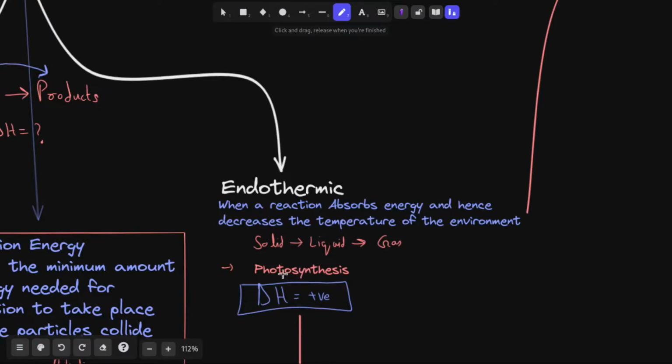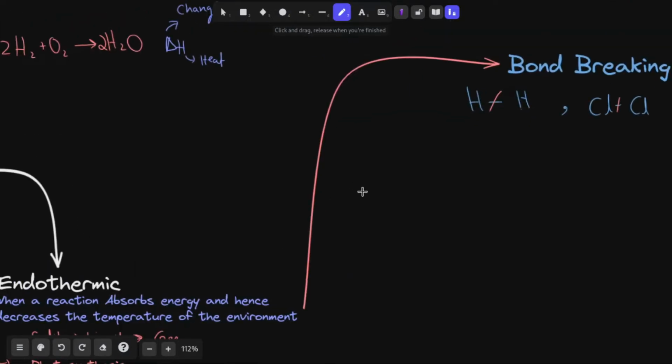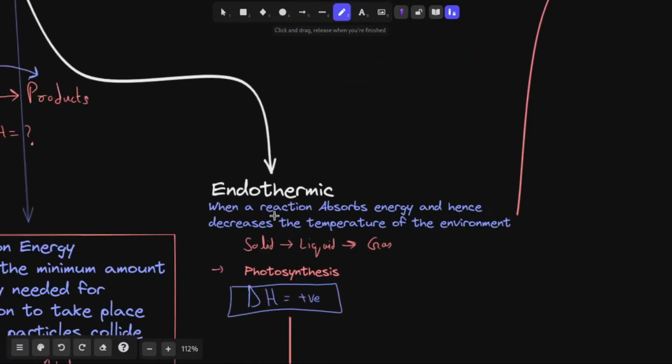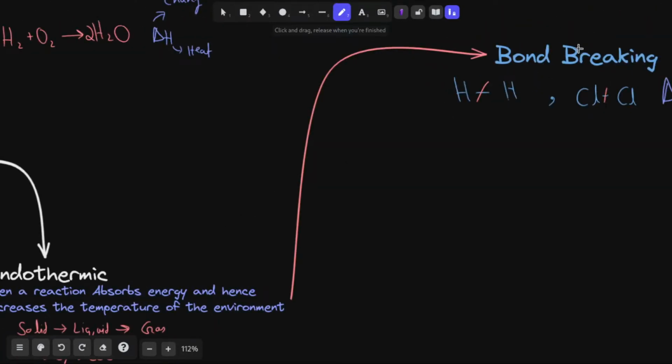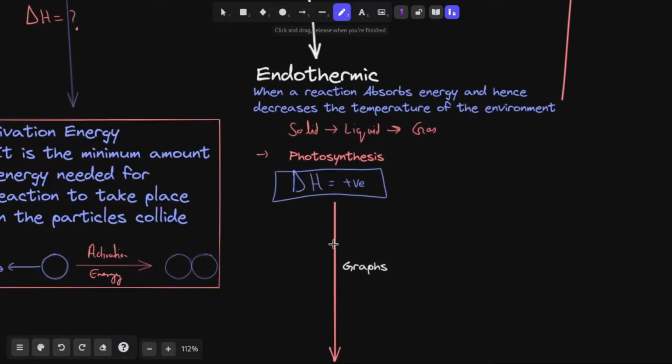Furthermore, a very good example is photosynthesis. You could think of photosynthesis as the process in which we contain the energy from the sunlight into glucose. And that entire process is a very good example of an endothermic process. So this bond breaking we will come to later on. So first of all, we need to understand how the graphs would look.